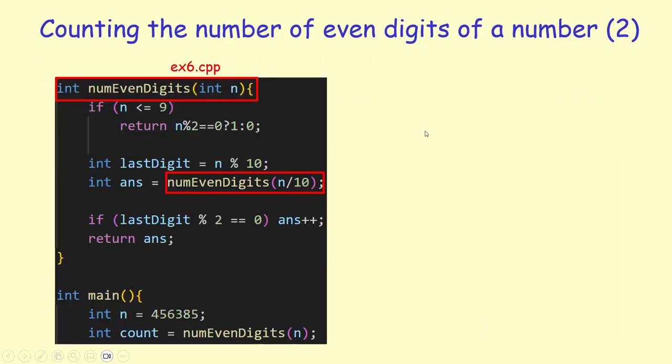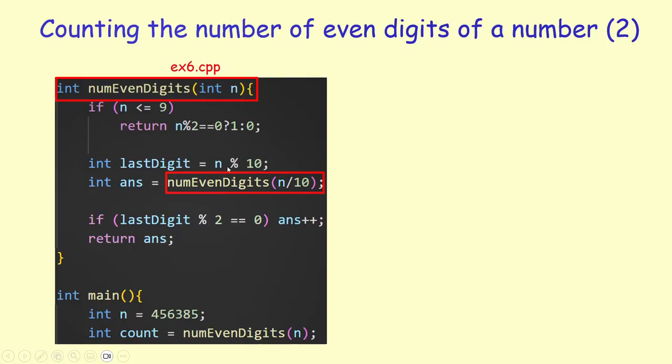And here is the implementation of this recursive function. So it's number of even digits. It takes an integer n. If the number is less than or equal to 9, we check the following. This is a ternary operator, so check if the last digit, which is n modulo 2, is equal to 0. If the last digit is equal to 0, that means it is even, so I need to return 1. Otherwise, the last digit, meaning the only digit in the number, is an odd digit, so I return 0.